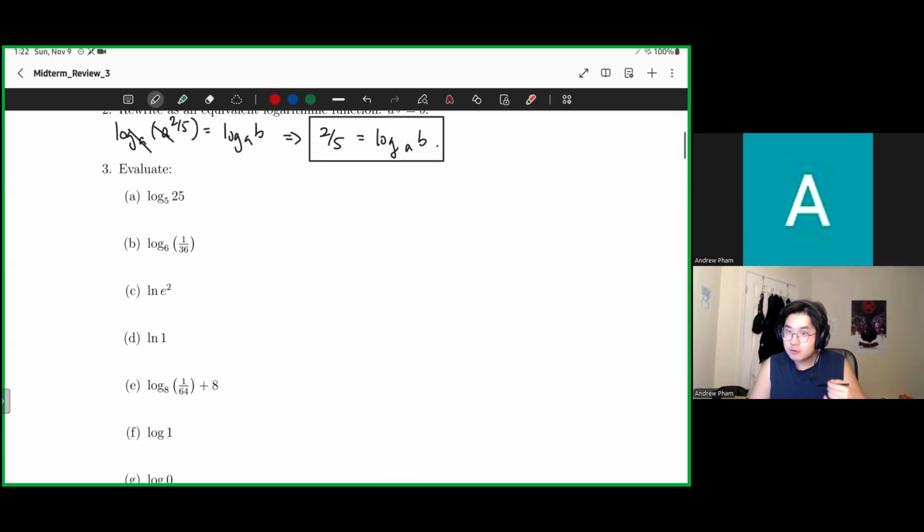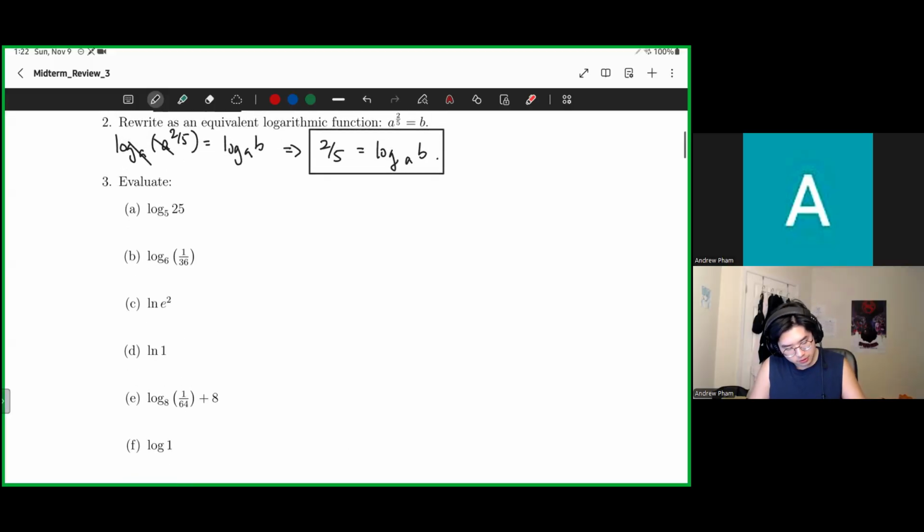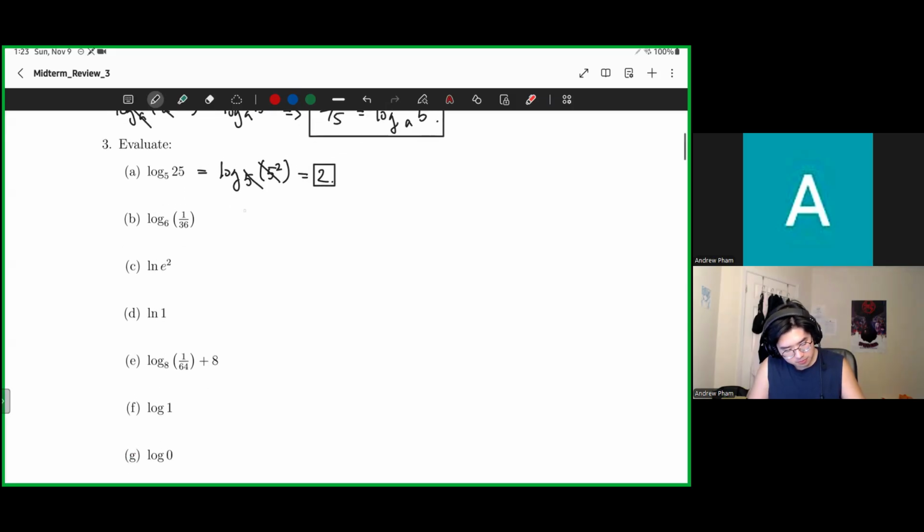Okay. For number 3, we're going to be evaluating several logarithmic objects. So for the first one, for A, notice that log base 5 of 25 can be written as log base 5 of 5 squared. So by the inverse rule, the 5 and the log base 5 cancel, and I'm left with 2. For B, log base 6 of 1 over 36 can be written as 1 over 6 squared. But using your reciprocal rule from week 1, 1 over 6 squared is just 6 to the minus 2. And then by your inverse rules for logarithms, this is just going to be equal to minus 2.